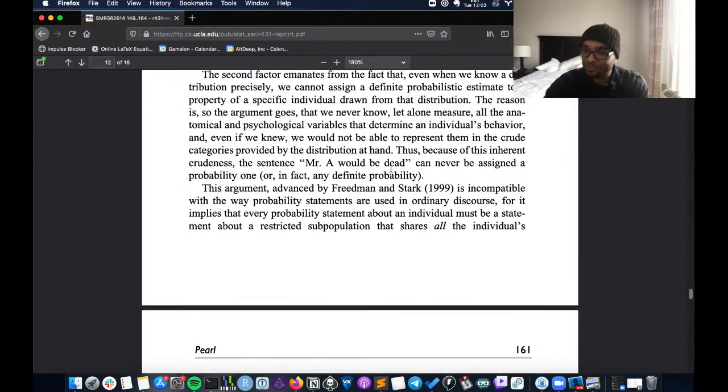Right, so he's saying that people are complex, and so just saying that Mr. A would have died, or would not have died given different conditions, there's just too much going on for us to be 100% sure.